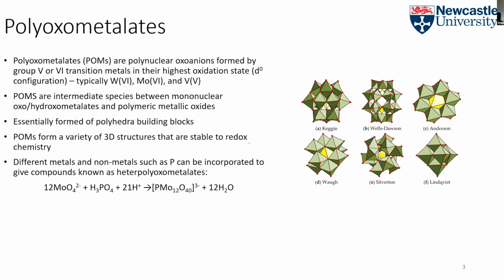They're essentially formed of polyhedra building blocks, which is each of these little triangles you see. These have a vast array of chemistry. They're really stable to redox chemistry, which means they're stable to adding and removing electrons. This is because their structure is really stable because of the metal oxide bonds. You can vary these loads with different metals and non-metals being incorporated, such as here, where you've added in phosphorus. Again, this opens up another wealth of chemistry. So they've got loads of doors to open.